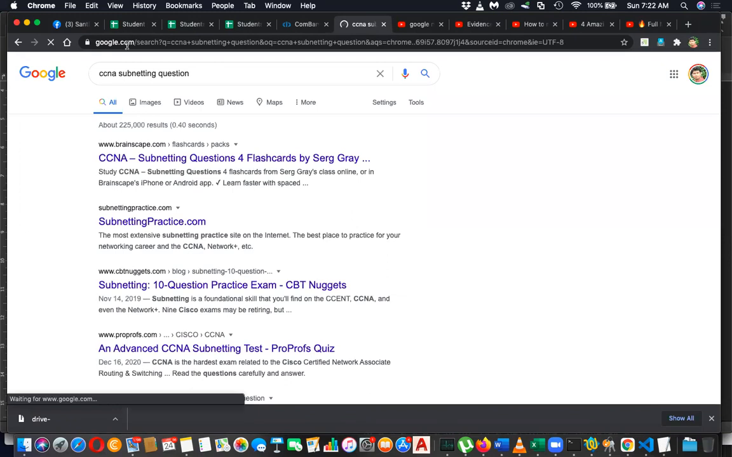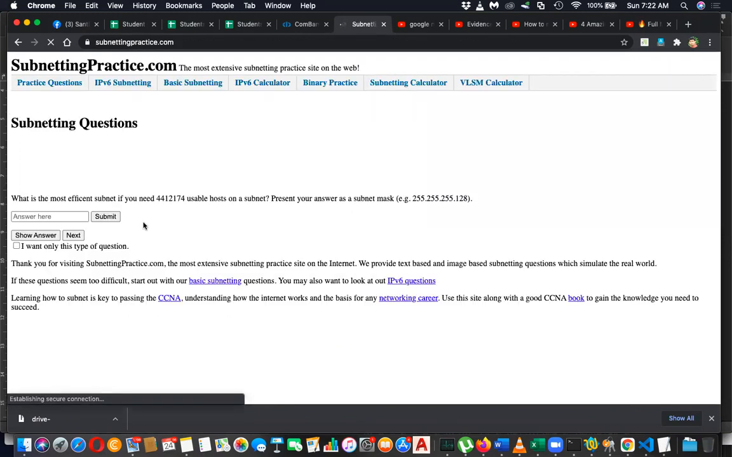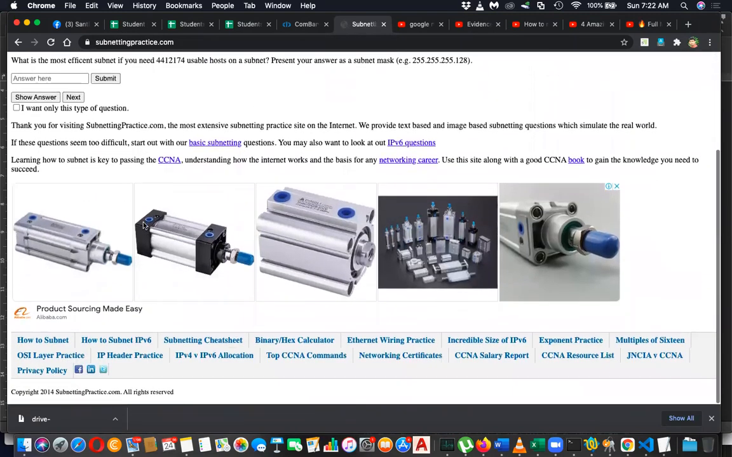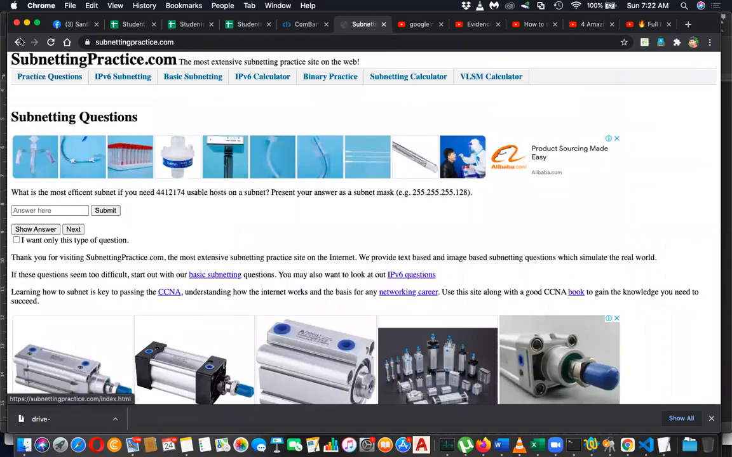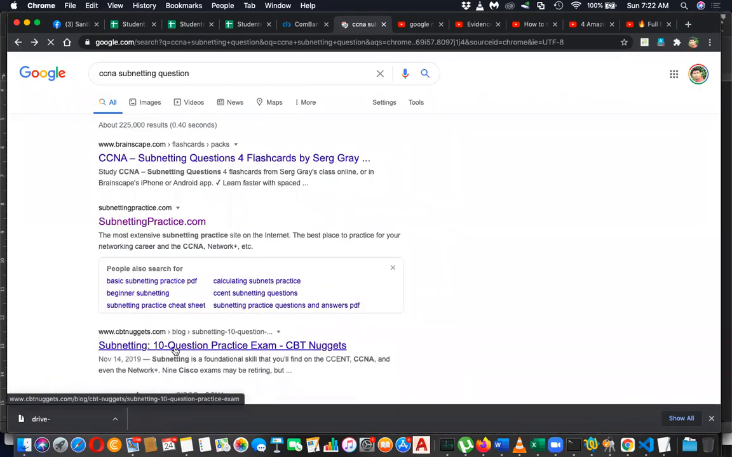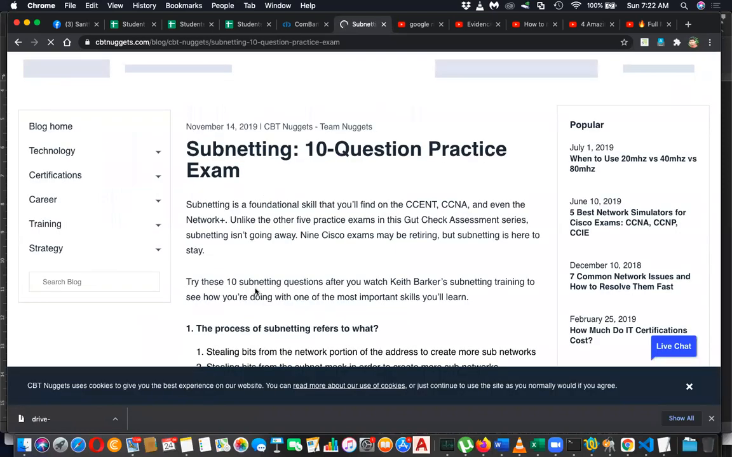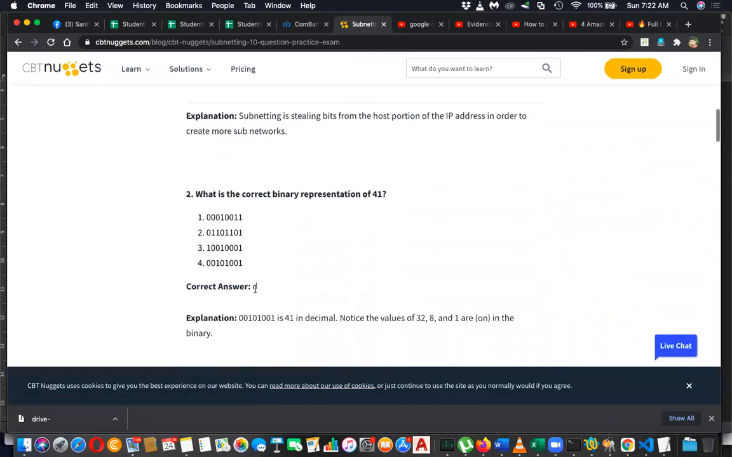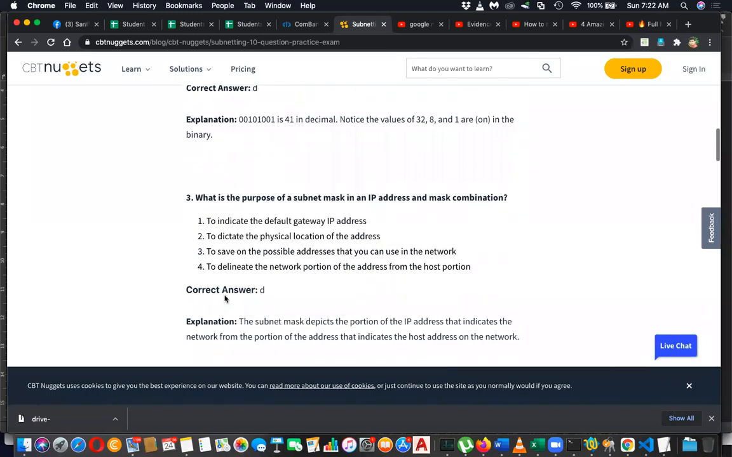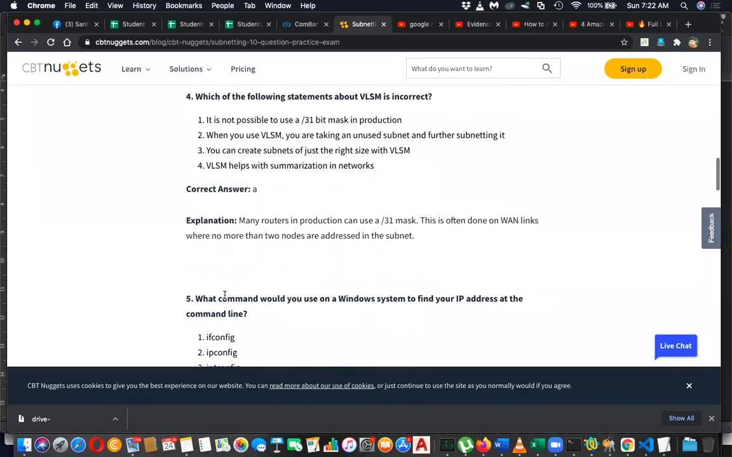But same concept, right? Subnetting practice, you will get this kind of questions, but in different technical jargons, so forget about those technical things. But anyway, what is the correct binary representation of 41? Here, CCNA.